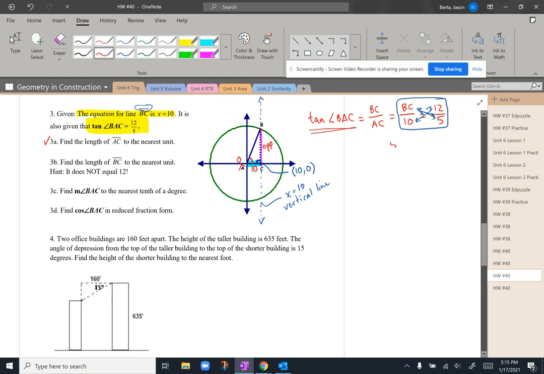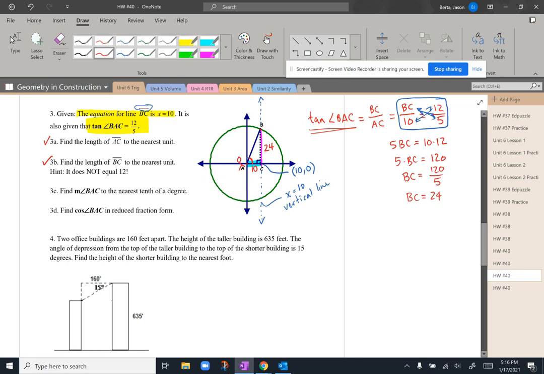When we cross multiply, we get 5 BC equals 10 times 12. So that's 5 times BC equals 120. BC equals 120 divided by 5. And so when I put that in my calculator, I see that BC equals 24. All right, so I can replace opposite here with 24. And I have solved for the length of the segment BC.